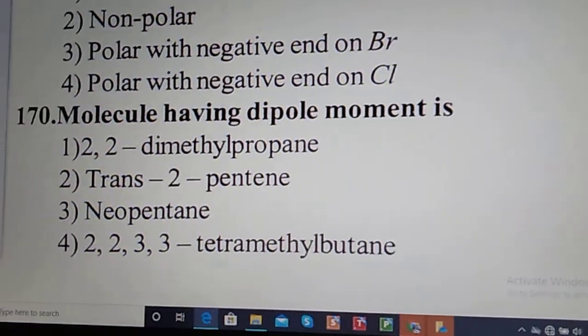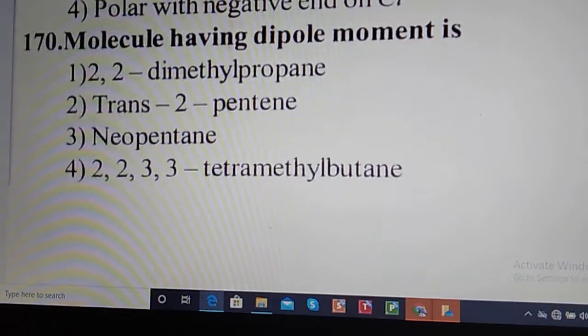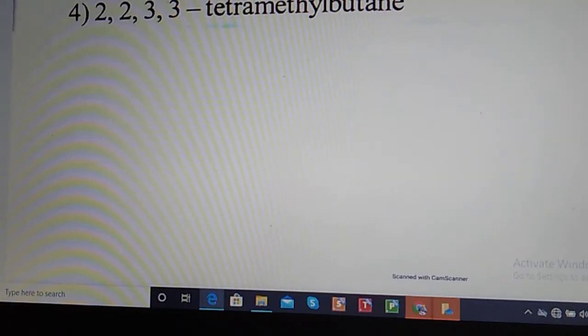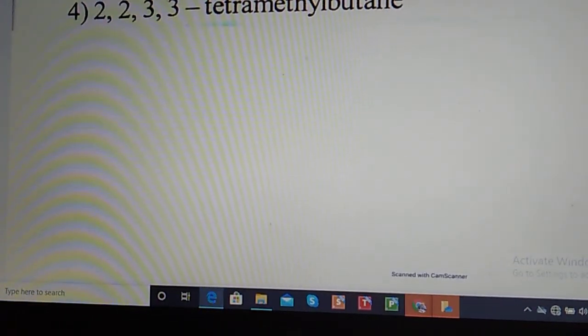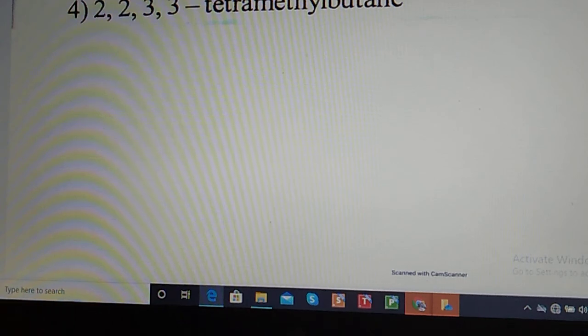Now let us move to question number 171, student. What is question number 171? This is all for the questions on the basis of valence bond theory.